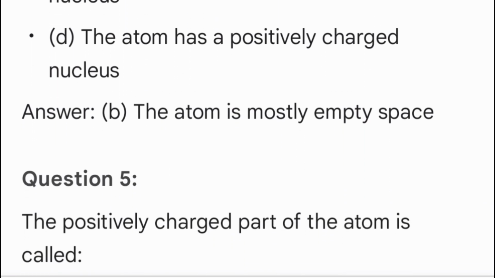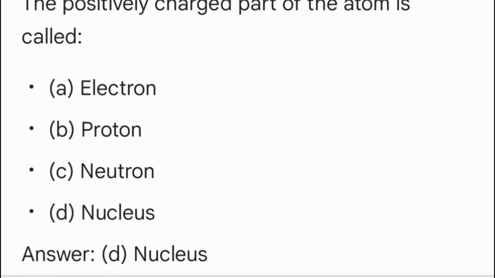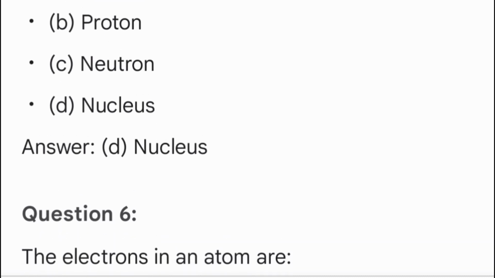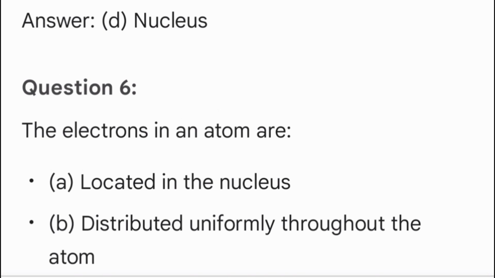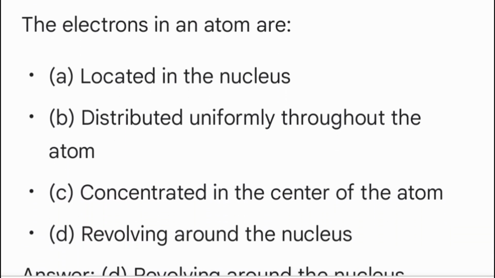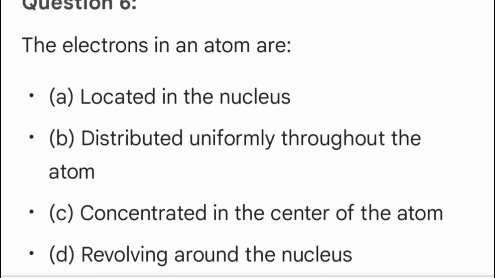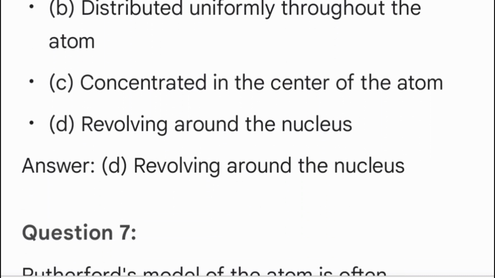Question 5. The positively charged part of the atom is called A. Electron, B. Proton, C. Neutron, D. Nucleus. Answer: D. Nucleus. Question 6. The electrons in an atom are A. Located in the nucleus, B. Distributed uniformly throughout the atom, C. Concentrated in the center of the atom, D. Revolving around the nucleus. Answer: D. Revolving around the nucleus.